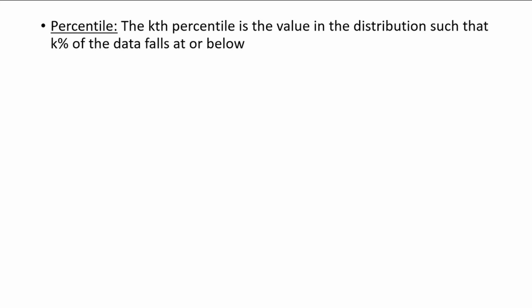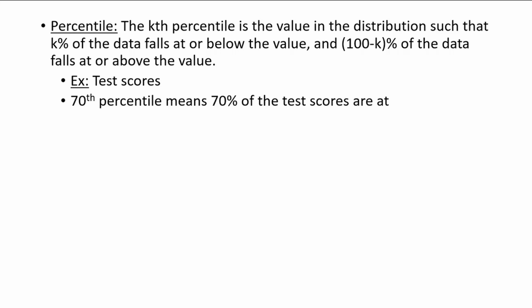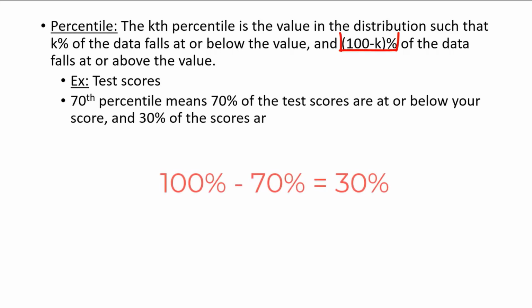The kth percentile is the value in the distribution such that k% of the data falls at or below that value, and 100 minus k% of the data falls at or above that value. For example, if we are discussing test scores in a statistics class and you were to score at the 70th percentile, this doesn't mean that you scored a 70% on the test. It means that 70% of the scores in the class were at or below your score, and 100 minus 70%, or 30%, of the scores were at or above your score.